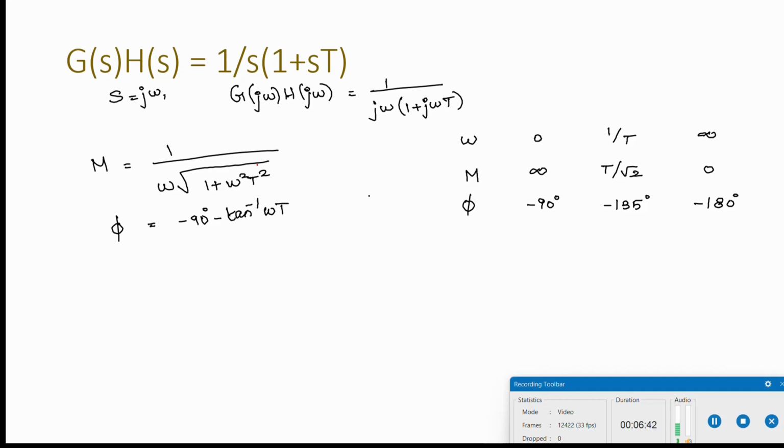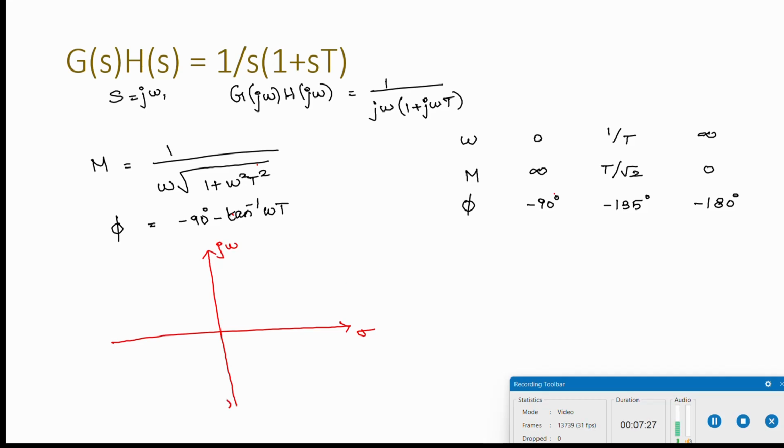Now we are sketching the polar plot. If I put a graph for this with respect to the real axis and imaginary axis, this is my real axis, whereas this is my imaginary axis. For M equal to infinity, infinity will be here or here. What is my phi value? Minus 90. If it is minus 90, it will start from here.